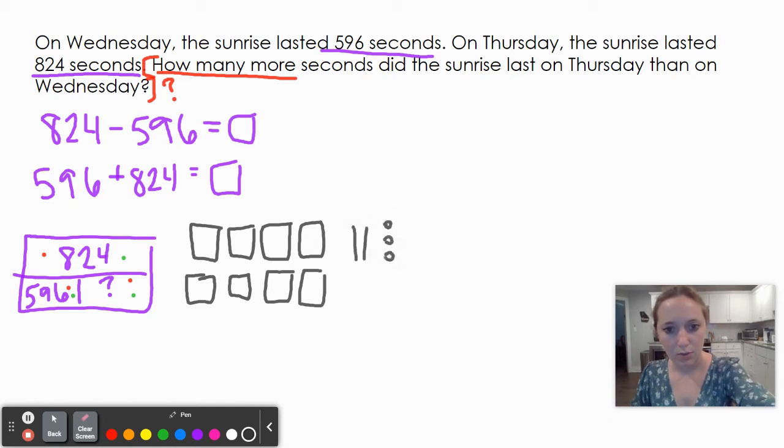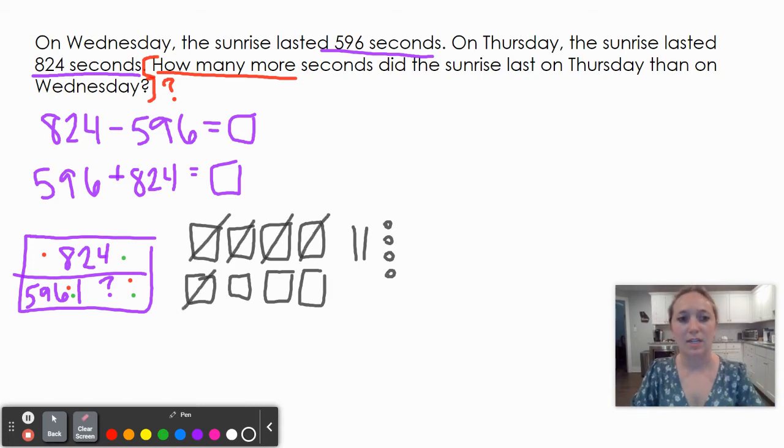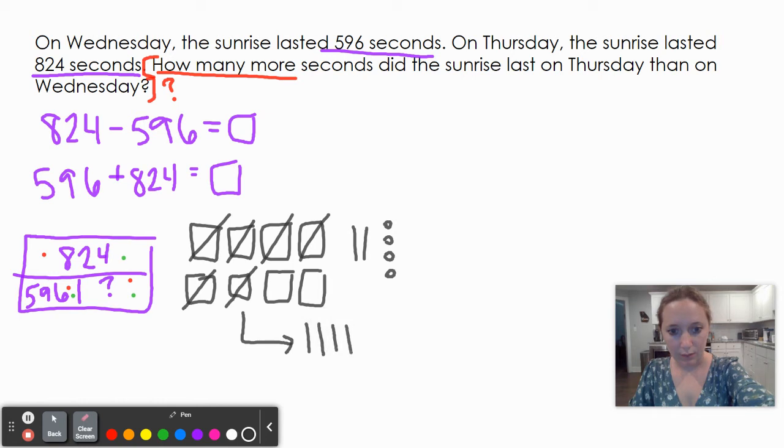1, 2, 3, 4. Now I need to take away 596. So I'm going to take away 500s: 1, 2, 3, 4, 5. I need to take away 9 tens, but I don't have enough tens. I only have 2 tens. So what I have to do is take 100 to the bank, which is called regrouping. And the bank will give me 10 tens: 10, 20, 30, 40, 50, 60, 70, 80, 90, 100. Now I have enough tens to take away 9: 1, 2, 3, 4, 5, 6, 7, 8, 9.